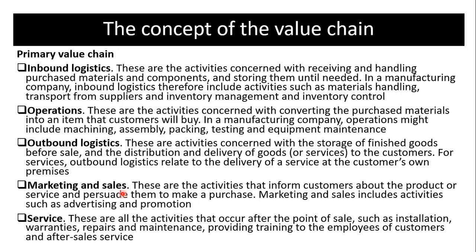Then finally, service. These are all the activities that occur after the point of sale. So after-sales service, installation, warranties, repairs and maintenance, all these constitute service. So these are the primary value chain activities within the organization. And what an organization would seek to do is to ensure that value is created at each point, at each of these 5 points. Okay.